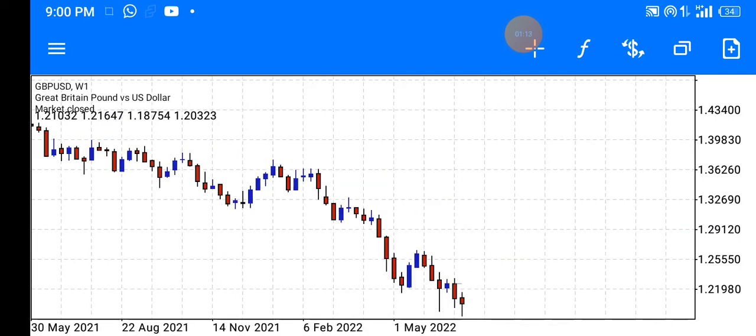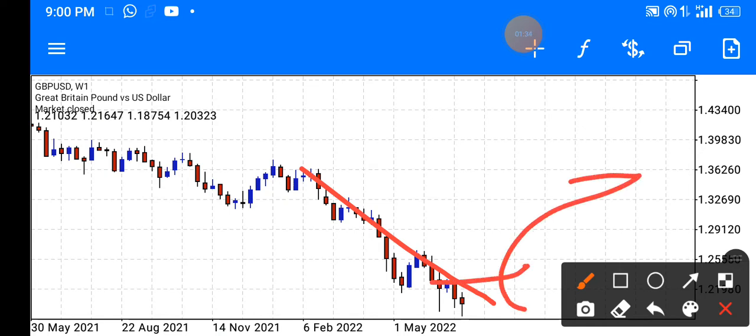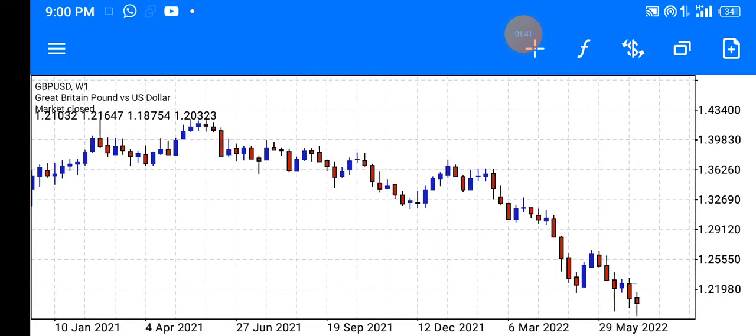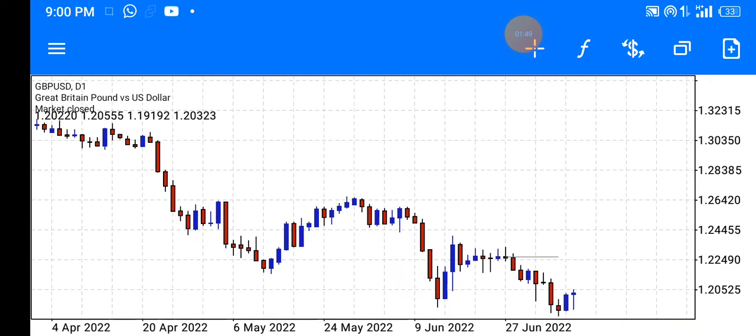Here is the weekly time frame, and you find out that we have been in a very serious downtrend on the GBP USD. The US dollar is very strong at this time, overpowering the GBP. So let's go down to the lower time frame.